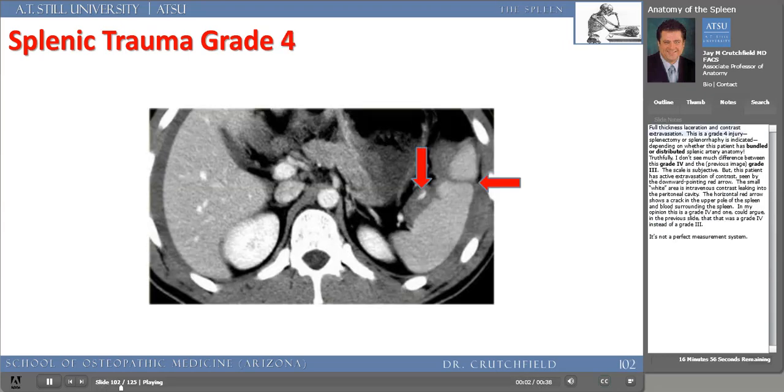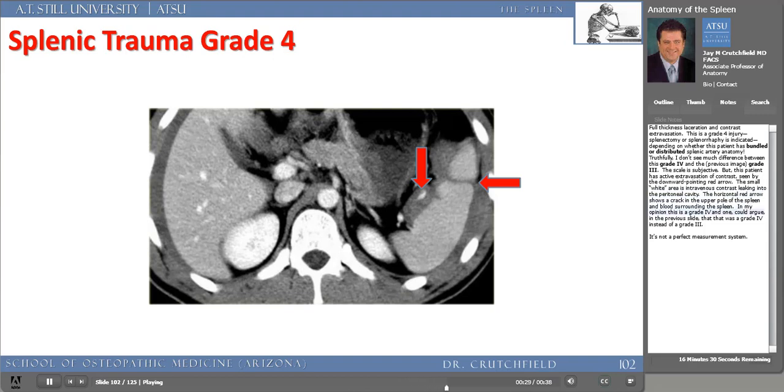Truthfully, I don't see much difference between this grade 4 and the previous image on grade 3. The scale is very subjective, but this patient has active extravasation of contrast, seen by the downward pointing red arrow. The small white area is intravenous contrast leaking into the peritoneal cavity, and the horizontal red arrow shows a crack in the upper pole of the spleen, blood surrounding the spleen.